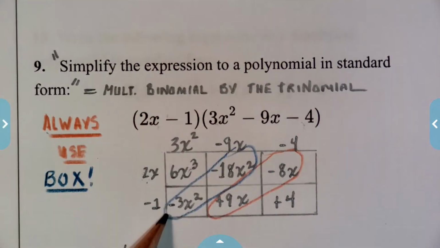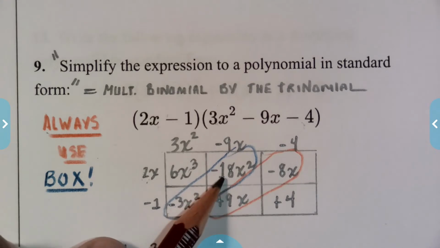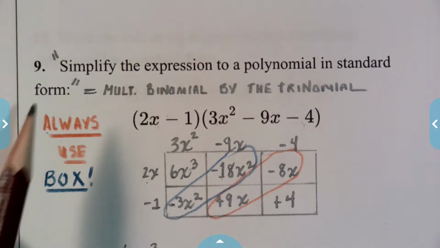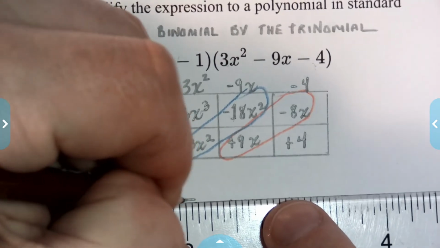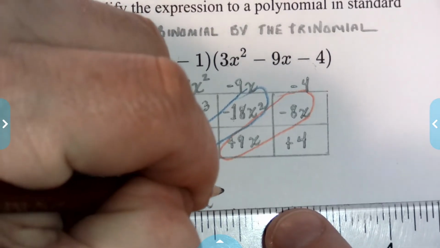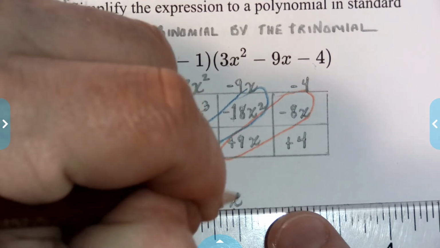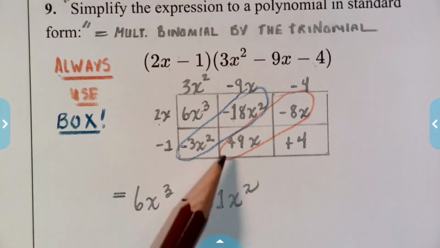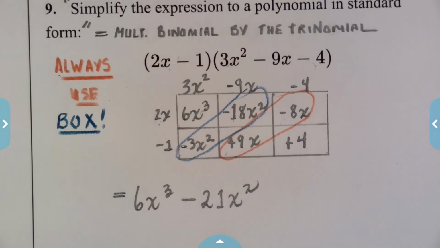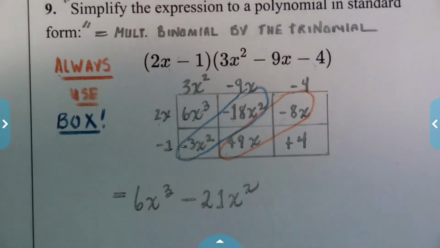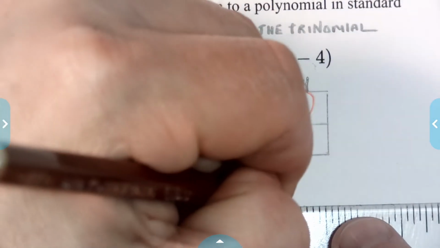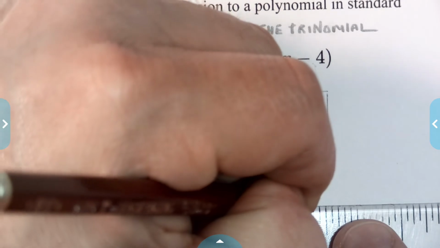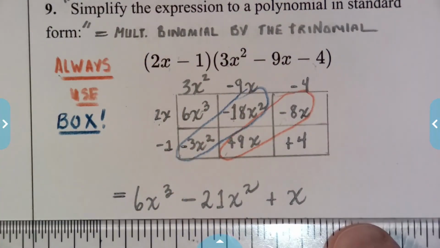Now we got to figure this out. Negative 3x squared plus negative 18x squared. That's going to be negative 21x squared. So minus 21x squared. Then I've got 9x minus 8x. So that's going to be plus x, right? Because it's 1x. So plus x and plus 4.